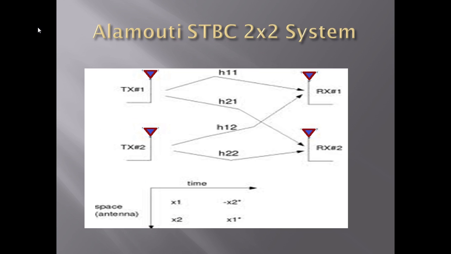The second scheme we consider here is the Alamouti 2x2 scheme. Here, there are 2 transmitting antennas and 2 receiving antennas.